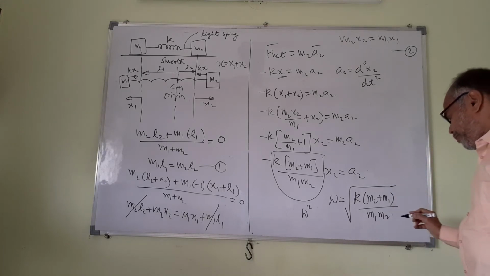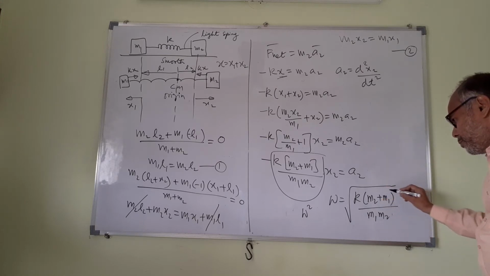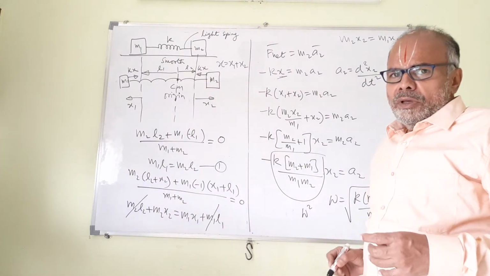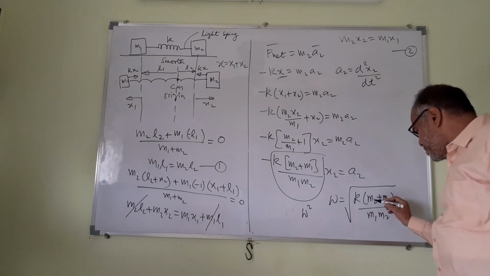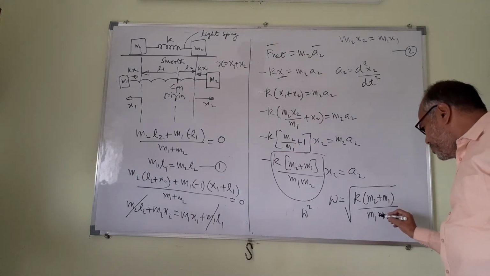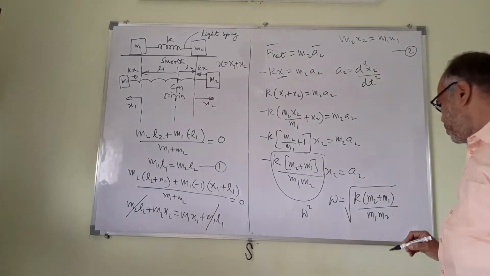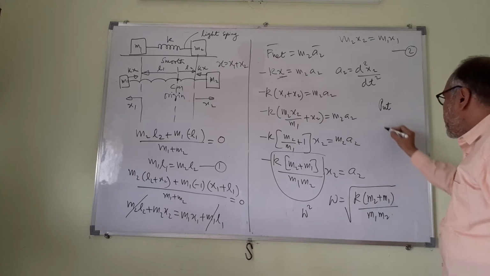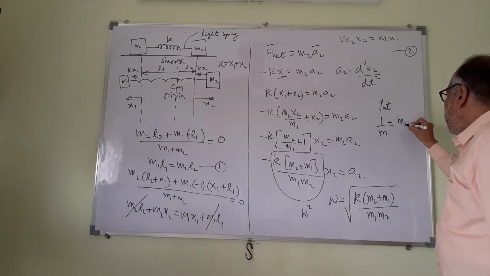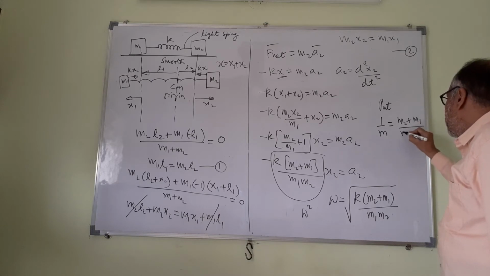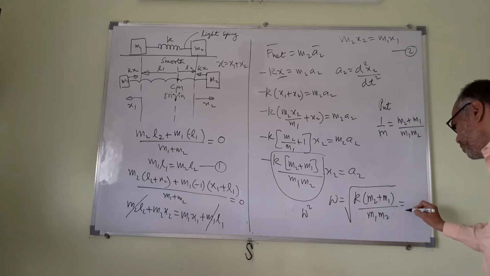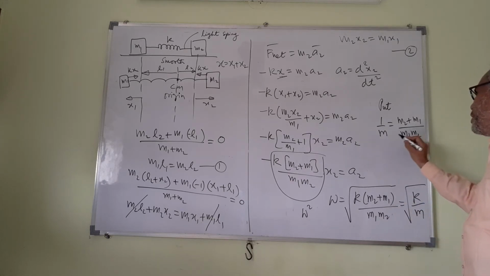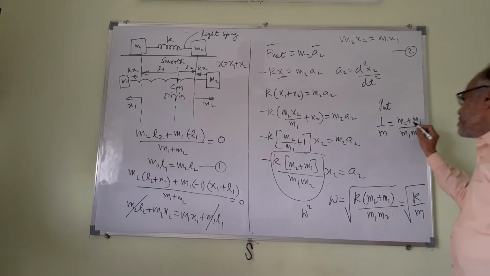Now if you see this quantity M2 plus M1 by M1 M2 has got dimensions of 1 by mass, because you have the dimension of mass in the numerator, and you have the dimension of mass squared in the denominator. So we will put this as 1 by m, as M2 plus M1 by M1 M2. So this will be square root of k by m. Yes, where m is given by M1 M2 by M1 plus M2.